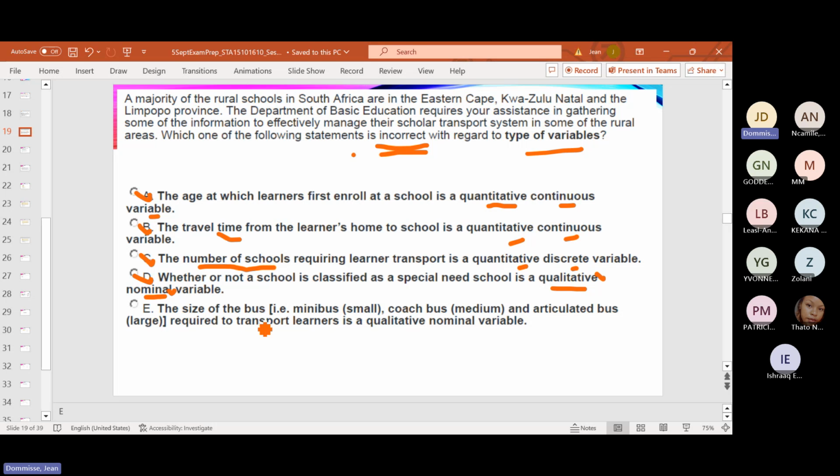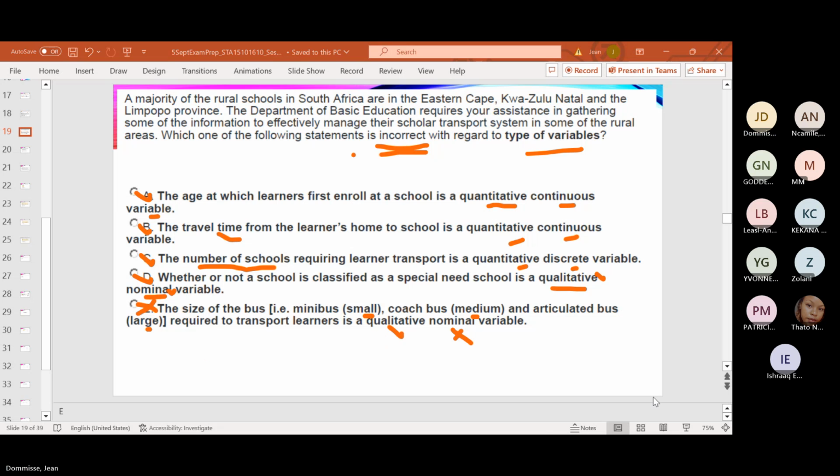The size of a bus: small, medium, large. So that tells me there is a rank order. So it is qualitative, but there is order. So it should be qualitative ordinal and not qualitative nominal. So that is the incorrect one.